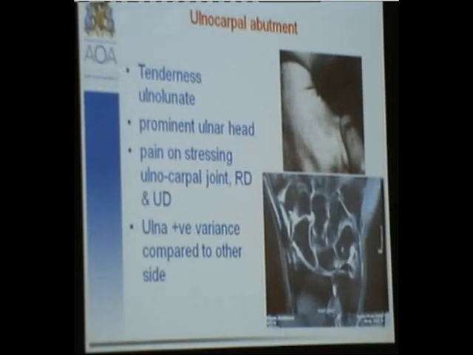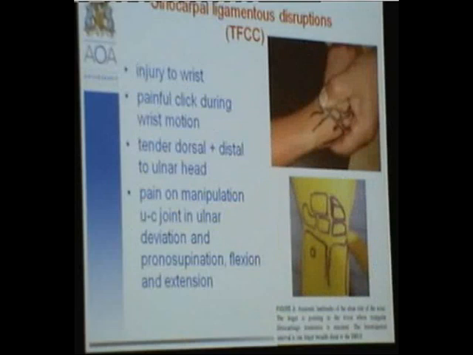The TFCC is something that I commonly see injured, particularly in the younger age group. It's usually a discrete injury that's documented, and they get a painful click with motion, with pronation and supination, and can be tender over the dorsum of the TFCC, which is often the dorsal radioulnar ligament, or in the fovea.